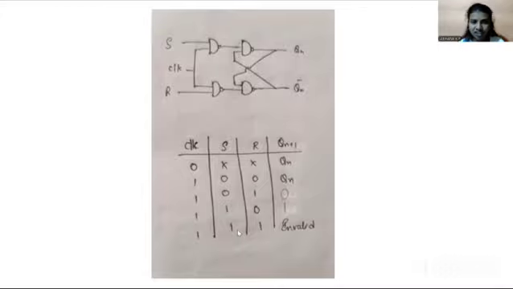The invalid condition is if both the inputs are 1. That is, it cannot be 1. So if S equals 0 and R equals 0, that is called the hold state, the outputs Q and Q bar remain in their previous states. If S is equal to 1 and R is equal to 0, the output Q is set to 1 and Q bar becomes 0. If S is equal to 0 and R is equal to 1, that is called the reset state, the output Q is reset to 0 and Q bar becomes 1. If S is equal to 1 and R is equal to 1, this is the invalid state.